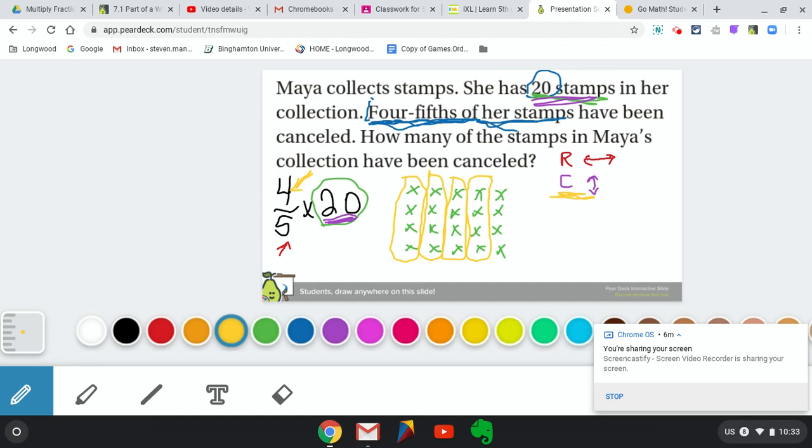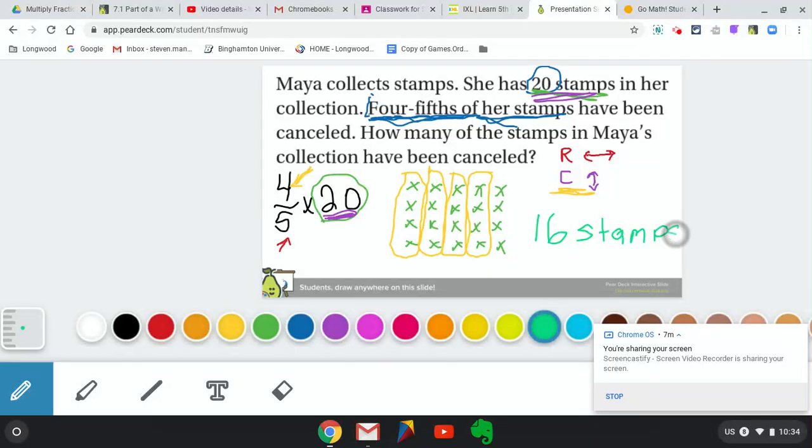Now we're really looking at our answer. If we take a look at how many X's have been circled, that's going to tell us 4/5 of 20. So all I need to do now is count up the number of X's that are inside of a circle. 1, 2, 3, 4, 5, 6, 7, 8, 9, 10, 11, 12, 13, 14, 15, 16. So for this problem, 16 stamps were canceled.